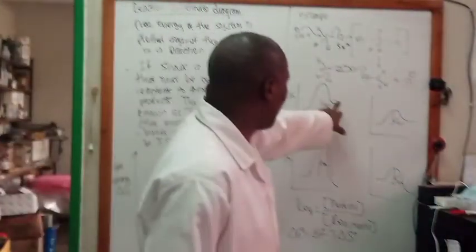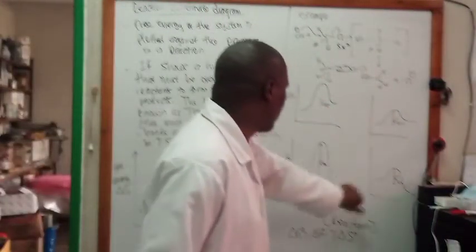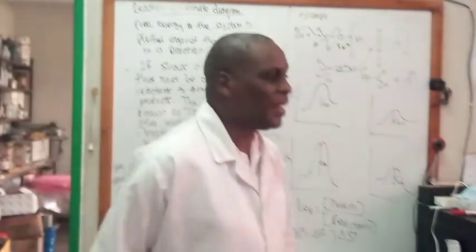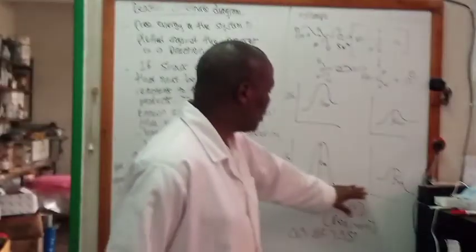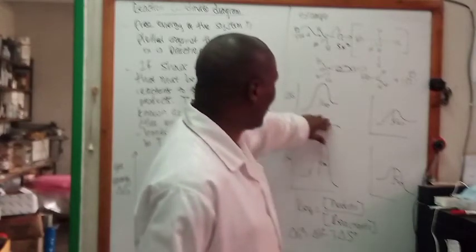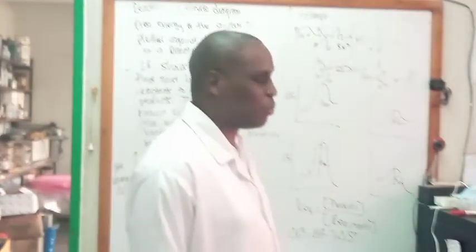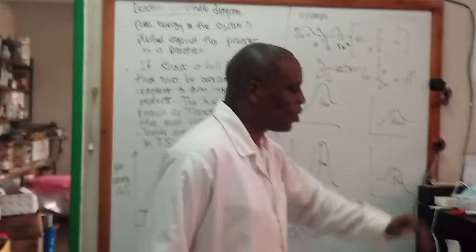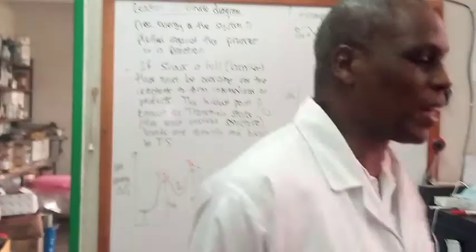So this is an endergonic reaction. This is an endergonic reaction. This is an exergonic reaction. This is also another exergonic reaction. But in this case, this one has got a very large activation barrier to be overcome. This one has got a small activation barrier to be overcome.